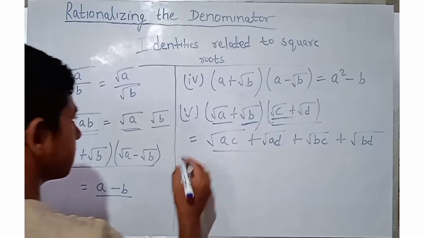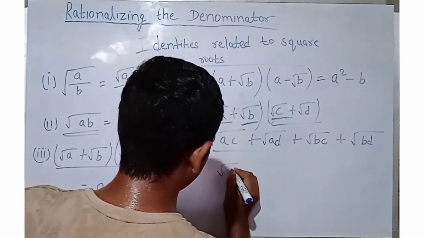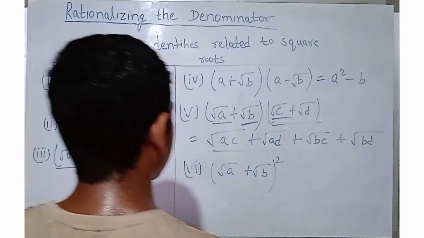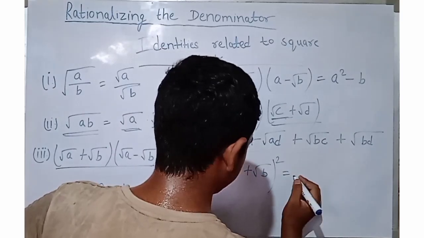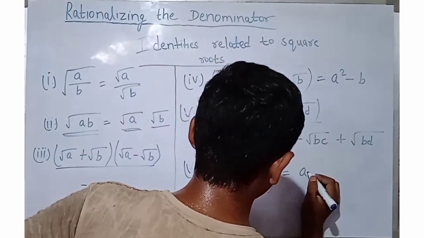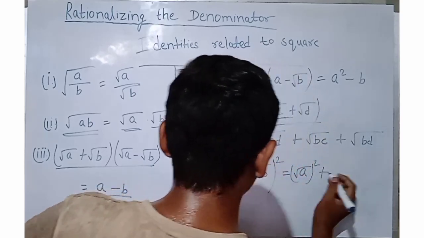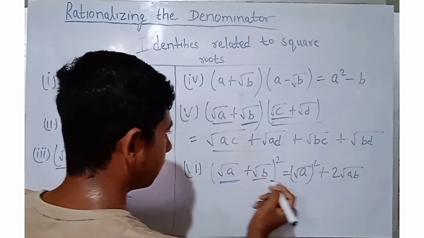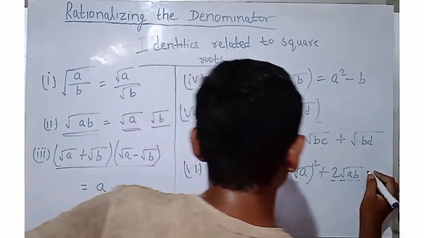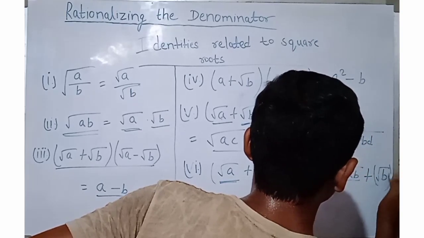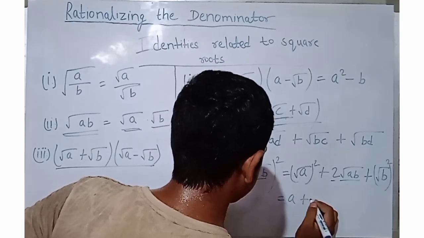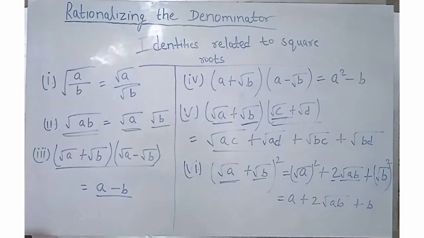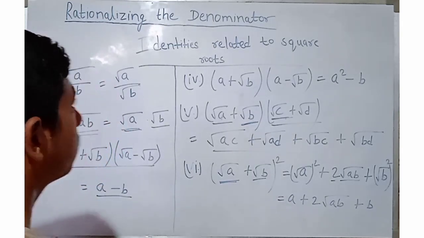Now the next is, suppose root a plus root b whole square. It will be root a square plus 2 root a into root b, so it will be 2 root ab, plus root b square. So it will be a plus 2 root ab plus b. These are the identities which will help us in rationalizing any number.